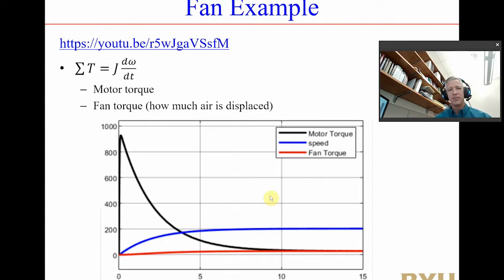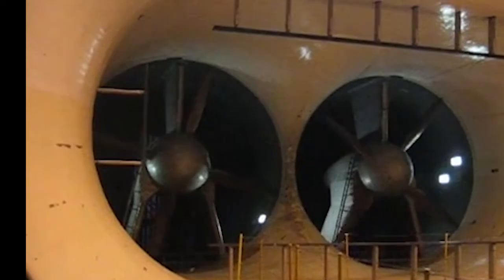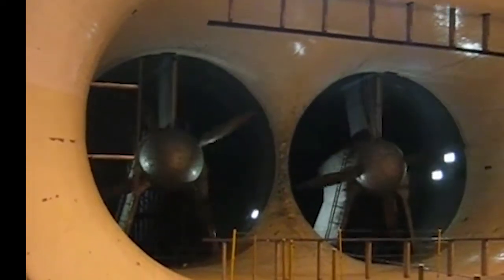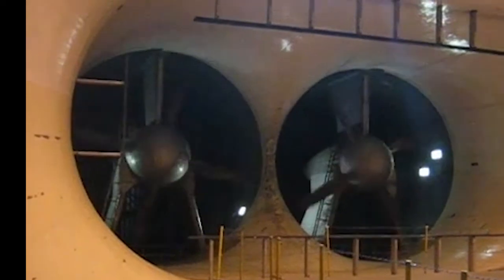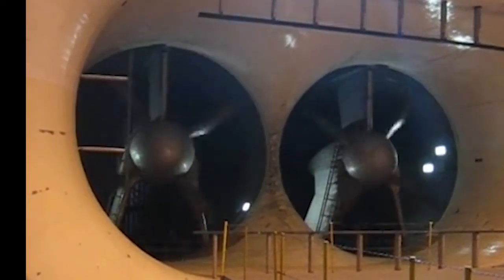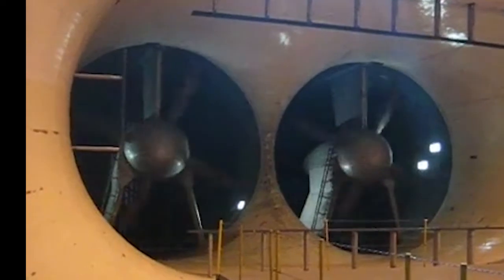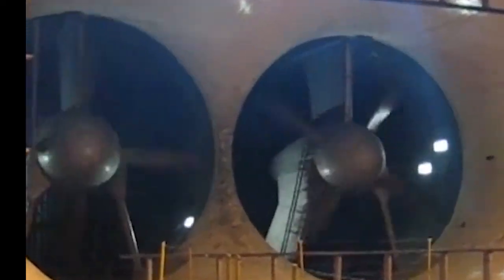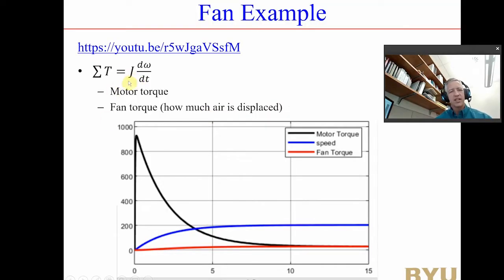So let's look a little bit at this, okay? Let's go look at an example of a fan. Notice the fan starts rotating really slow, and then as time goes on, it rotates faster and faster as the fan starts to accelerate. This is a big fan for a wind tunnel, so it takes some time for it to speed up. So here are the equations for our fan. We basically have the moment of inertia times the acceleration, and it's equal to our net torque. So we have two torques: the torque of the motor, and the torque of the fan. Let's go look at this in a little bit more detail.